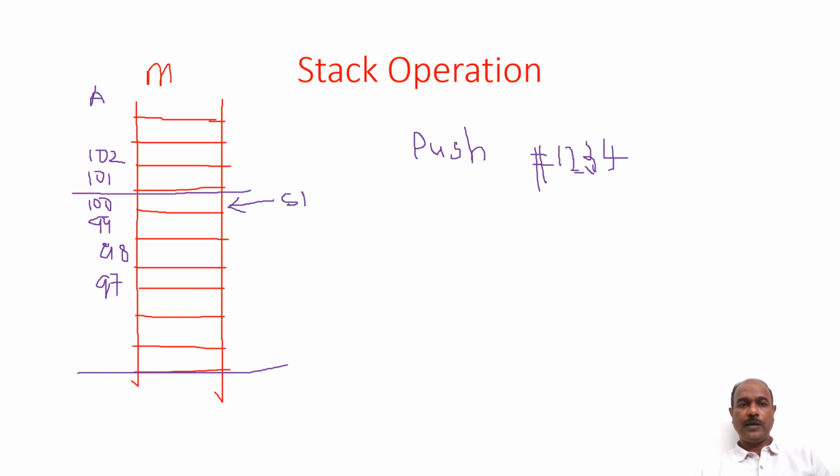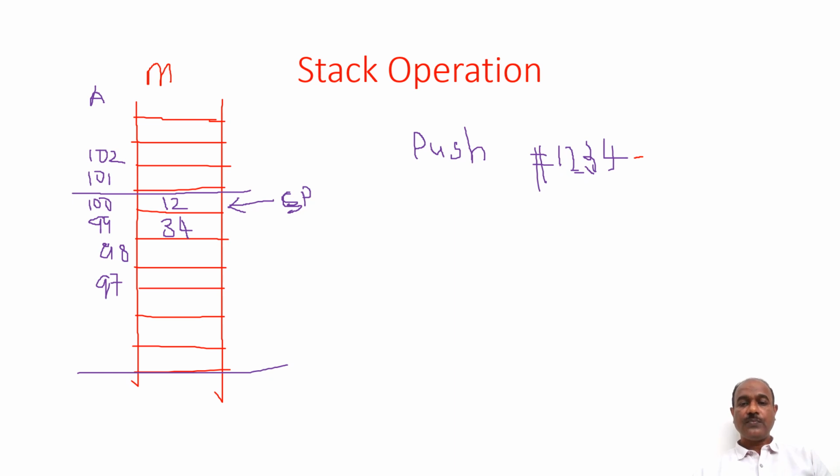Whenever any push instruction is executed, the stack pointer will be decremented by 2 first, then the number, whatever number you have written here, will be stored in the memory. Here I have written the number 1234. So it will store 12 and 34 like this. So the first 16-bit number will be stored onto the stack.